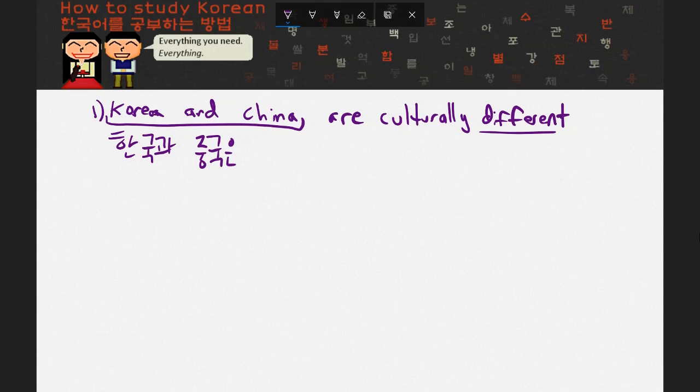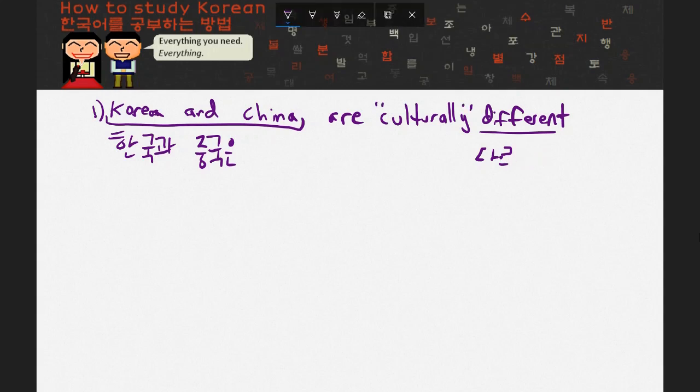If I just put 다르다 at the end of the sentence, and that's not conjugated yet in any honorific or anything like that, but if I just put that right now, even though I have this huge gap in the middle, this sentence says, Korea and China are different. Well, okay, I know they're different, but are they culturally different? And that's more specifically what I want to say.